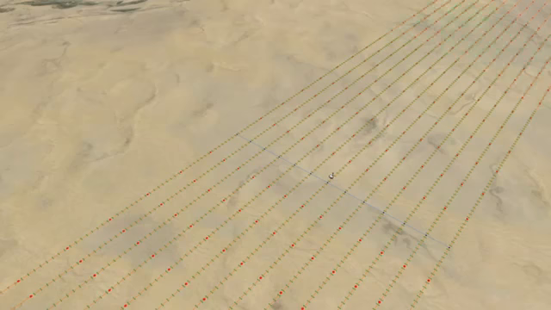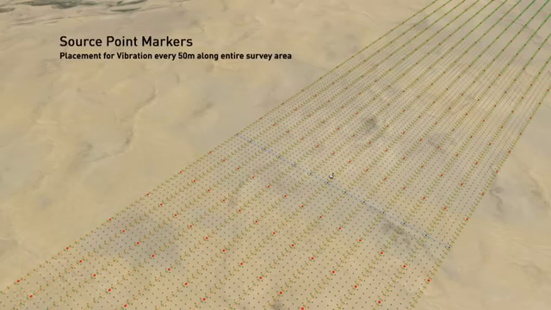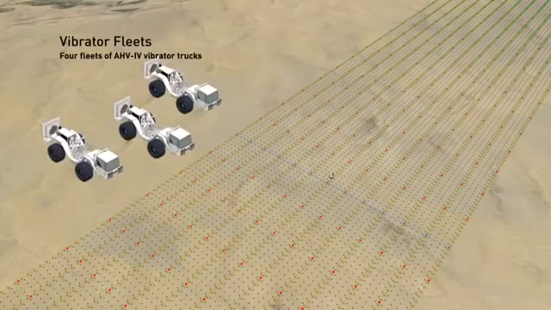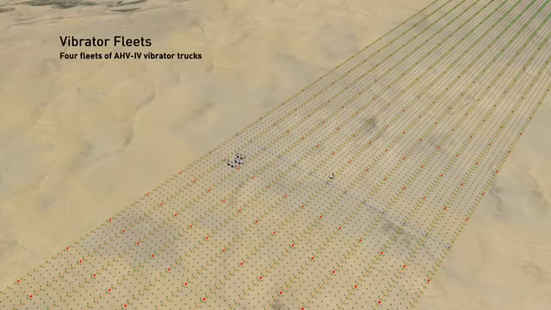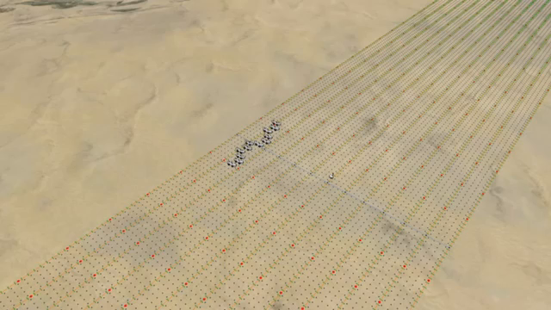Source points are spaced 50 meters apart. Every vibe fleet is made up of 3 AHV-IV vibrator trucks. The vibrators will be sweeping for a length of 6 seconds with a slip time of 5 seconds. There are 4 different vibe fleets working in a section of the spread using the slip sweep technique.